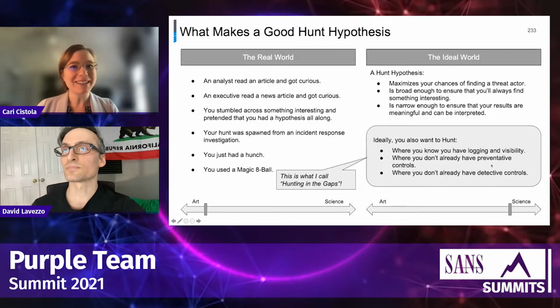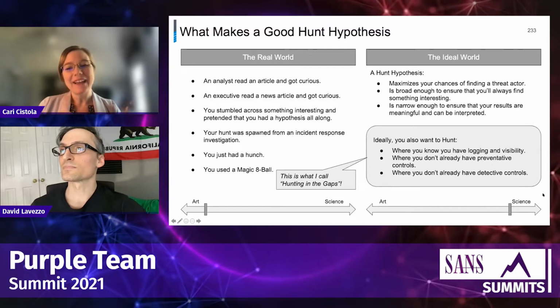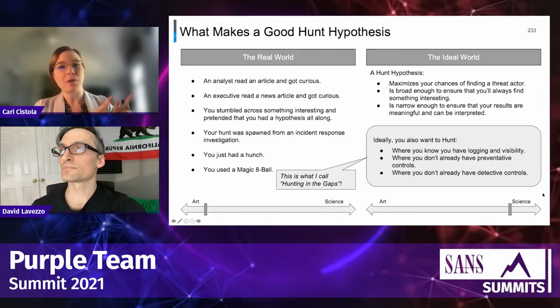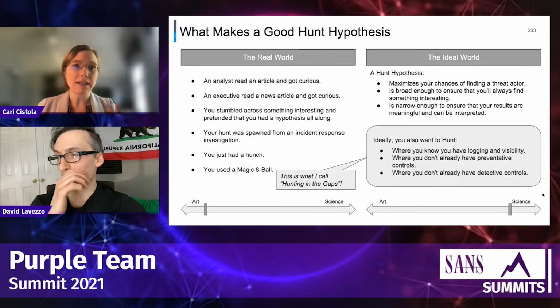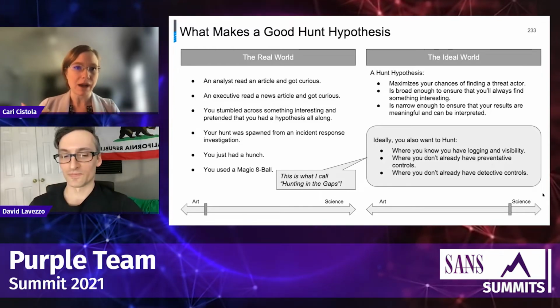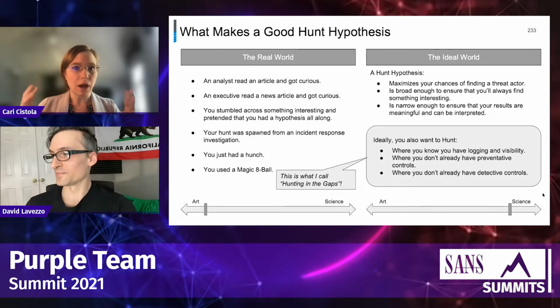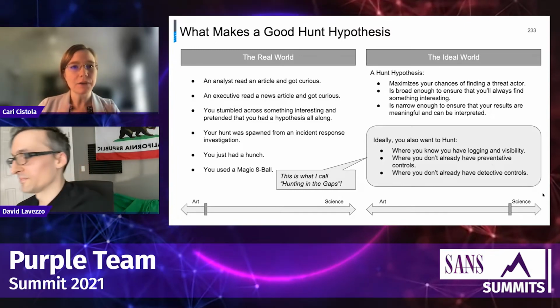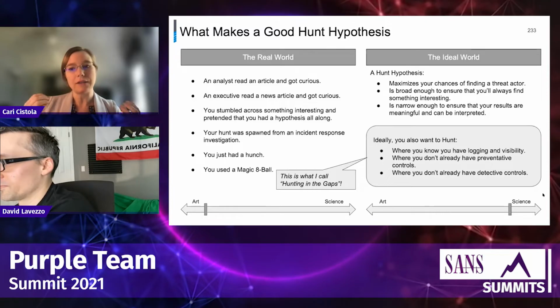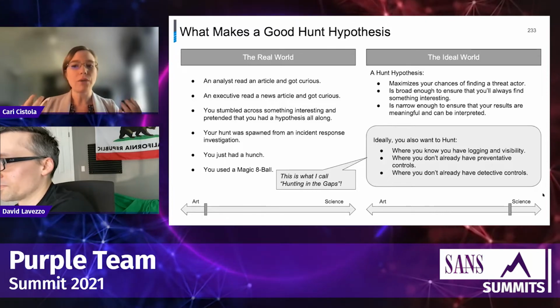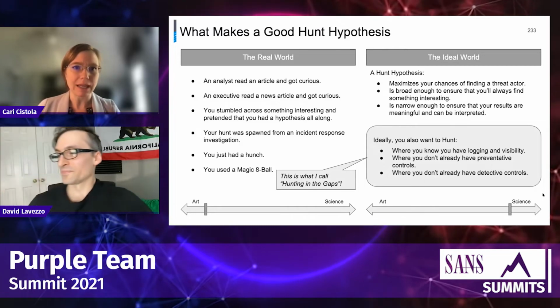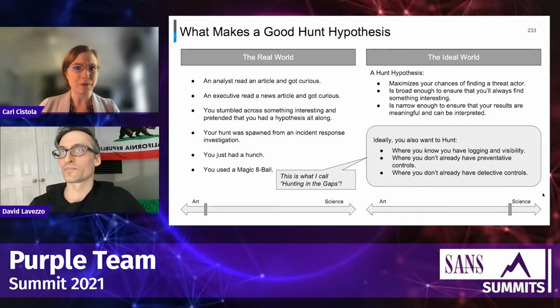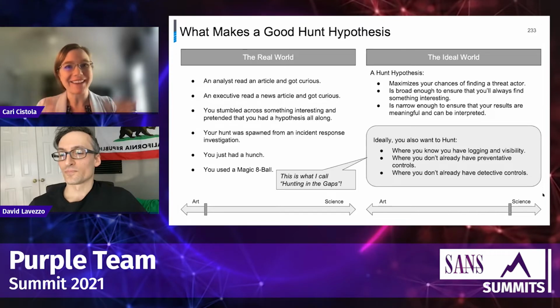So going back to this first slide, to move things even further from art into science, there are three additional things that I typically like to layer on when I'm thinking about a hunt hypothesis. The first is that you really want to cater your hunt to where you know that you have logging and visibility, because if you don't have logging or visibility, you're setting yourself up for failure from the start, right? So you want to make sure that you have logging.